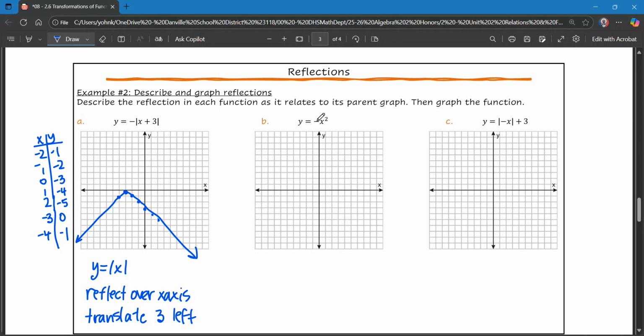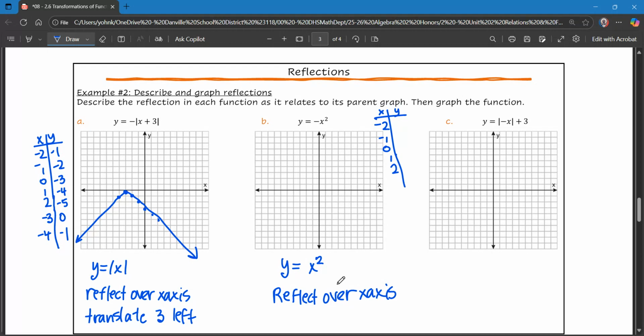All right, letter B, y equals -x squared. Our parent function is going to be y equals x squared. And the negative means we're going to reflect over the x-axis. So I can make a table: -2, -1, 0, 1, and 2.